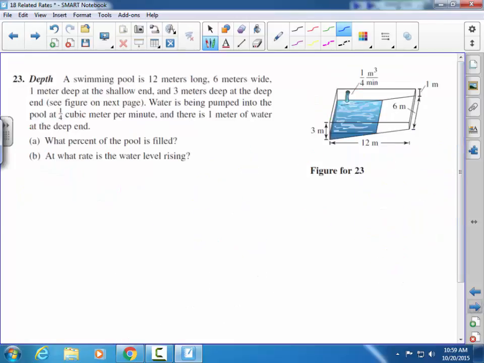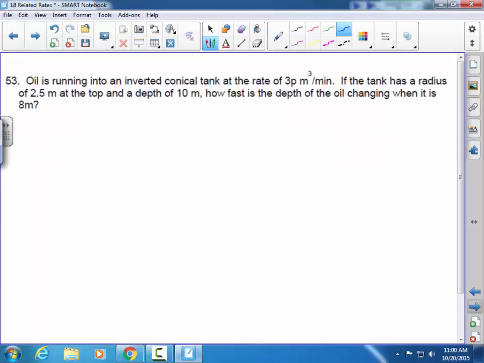Let's look at a couple more problems here. A swimming pool, 12 meters long, 6 meters wide, 1 meter deep at the shallow end, and 3 meters deep at the deep end. Water is being pumped into the pool at 1/4 cubic meter per minute, and there is 1 meter of water at the deep end of the pool. What percent of the pool is filled? At what rate is the water level rising? What do you think?